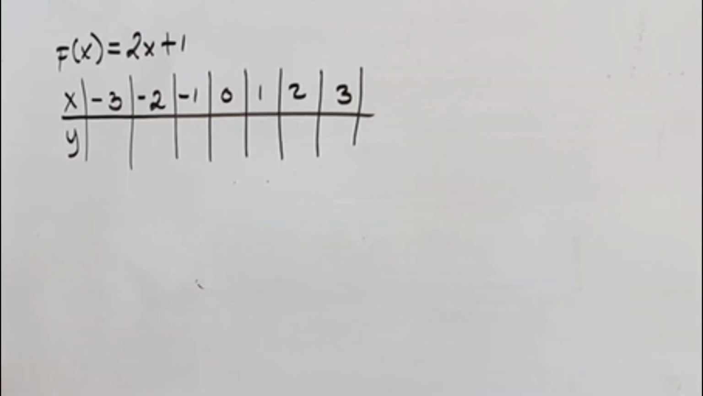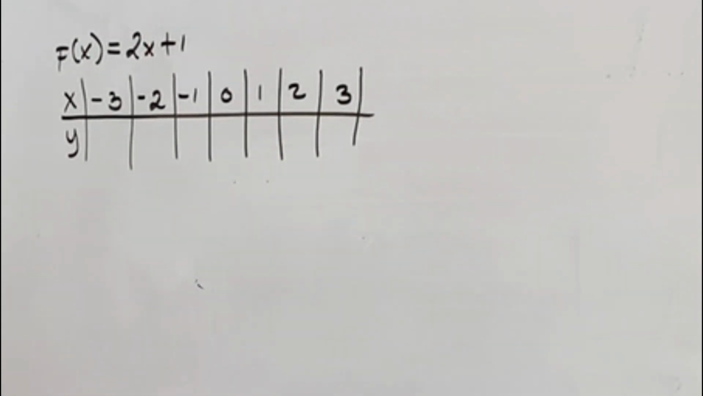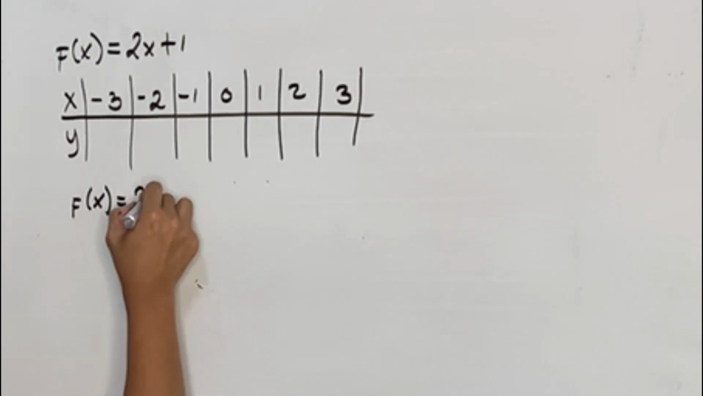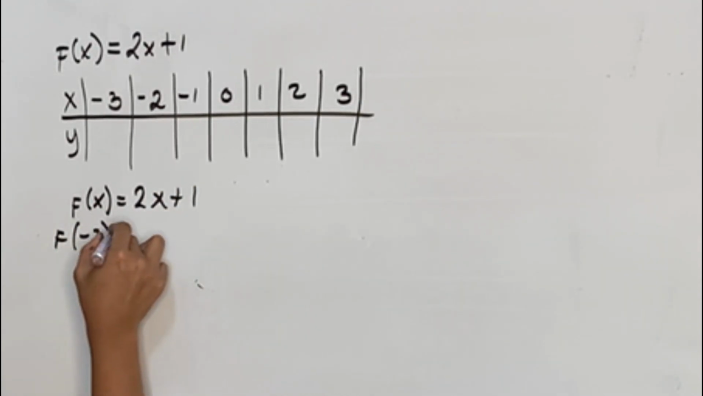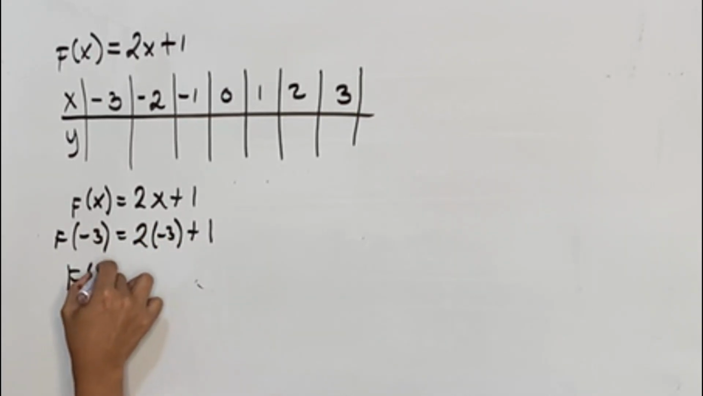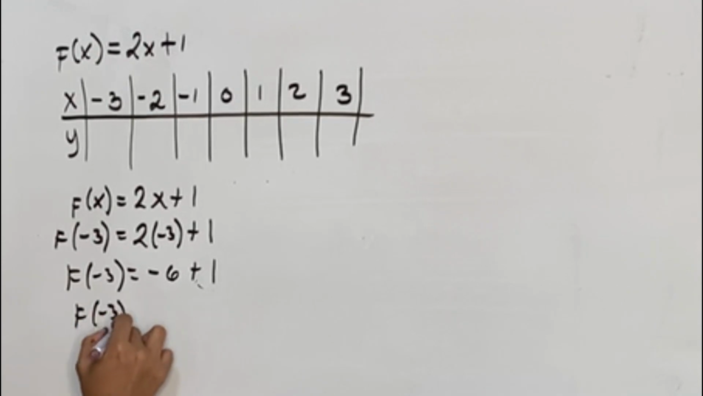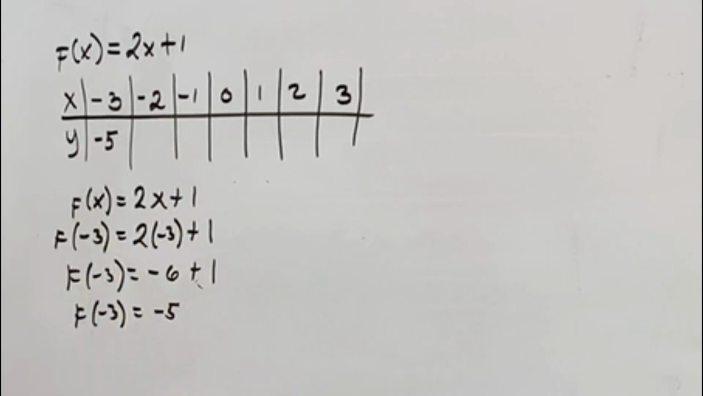Okay, let us evaluate first the values of y in the linear function. For us to evaluate the values of negative 3, negative 2, negative 1, 0, 1, 2, 3 as the values of x, we will be substituting to the function f of x is equal to 2x plus 1. For f of negative 3, we will be having 2 times negative 3 plus 1. f of negative 3 is equal to negative 6 plus 1. f of negative 3 is equal to negative 5. So we could now write our answer, negative 5.